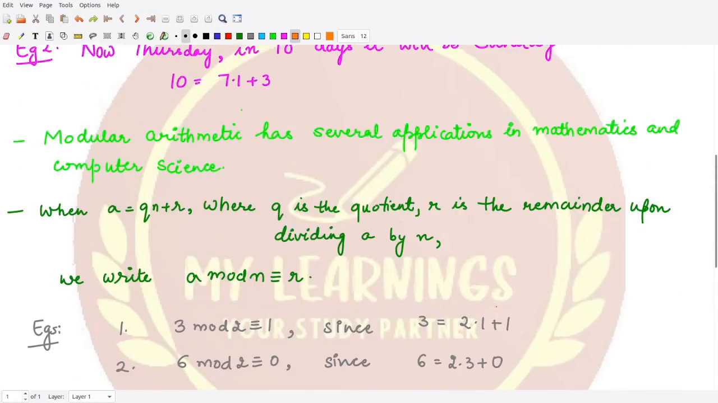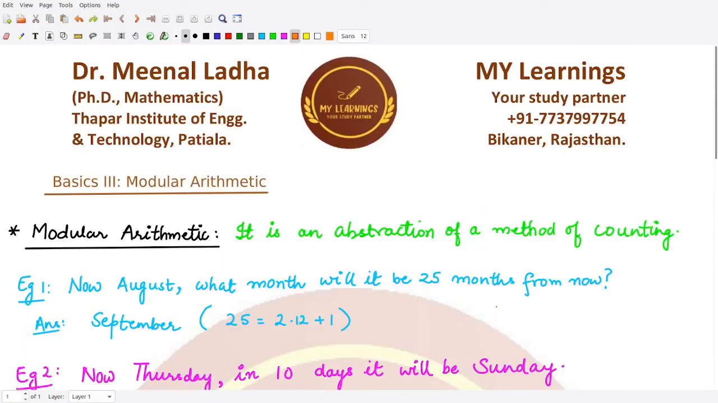So this is about modular arithmetic, and we'll be quite frequently using this in our course. So I hope you understood this one.